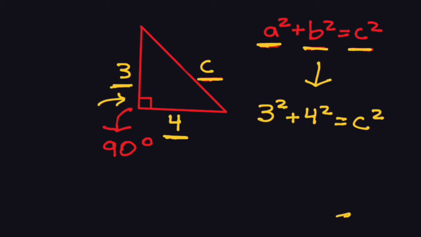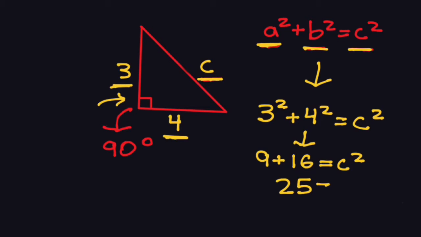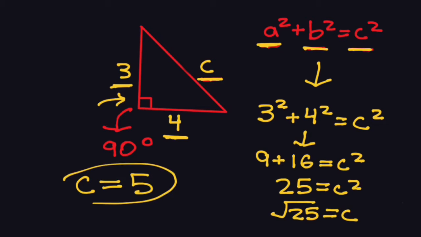Now, we can just keep solving. 3 squared is equal to 9, plus 4 squared is equal to 16, is equal to c squared. c squared is staying the same. Now 9 plus 16 is equal to 25. So 25 is equal to c squared, or in other words, c is equal to the square root of 25. And since the square root of 25 is equal to 5, we know that c is equal to 5. So this side right here is going to be equal to 5.